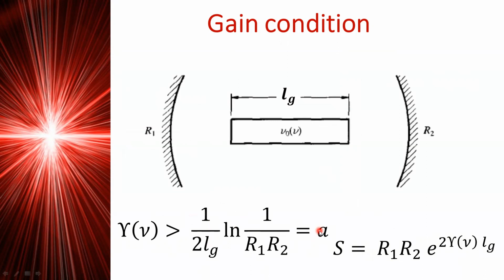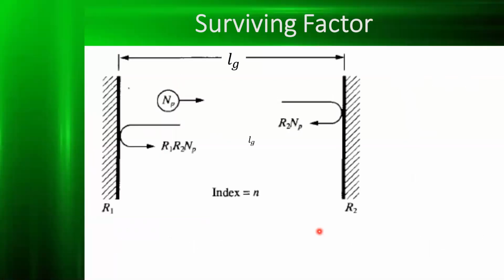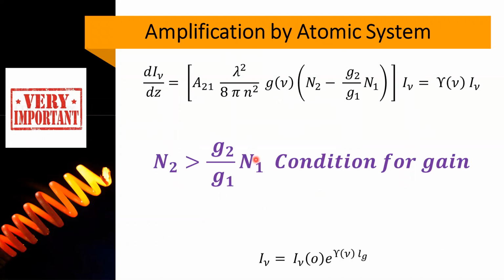Now, using these 3 slides, we have concluded 2 conditions for a gain. The first condition, my dear students, was in the first slide, where we said that N2 should be greater than G2 over G1 times N1. This condition is applied to make gamma greater than 0. And it's a material condition. It does not relate to the system. It relates only to the gaining material, because it's a relation between the population in the level E2 and the level E1.